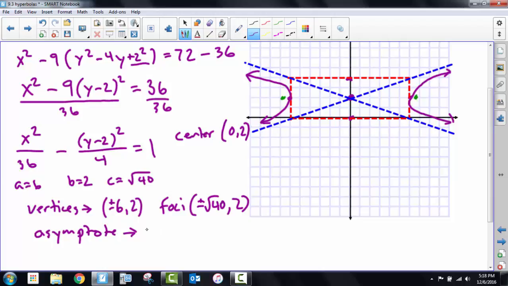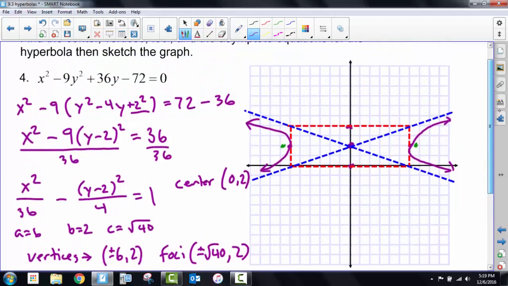All right, and then the last one, the asymptote equations. All right, so it's going to be y minus 2 equals, and I'll go in here and count this slope. It's up 2 and right 6, so it's plus or minus 1/3, and this would be x minus 0, so just 1/3 x.